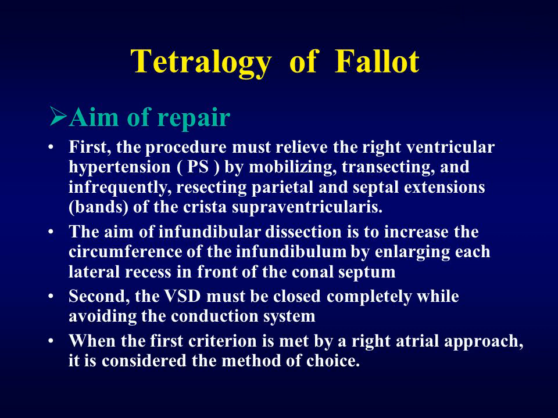Tetralogy of Fallot, aim of repair. First, the procedure must relieve the right ventricular hypertension, PS, by mobilizing, transecting, and infrequently resecting parietal and septal extensions, bands, of the crista supraventricularis. The aim of infundibular dissection is to increase the circumference of the infundibulum by enlarging each lateral recess in front of the conal septum. Second, the VSD must be closed completely while avoiding the conduction system. When the first criterion is met by a right atrial approach, it is considered the method of choice.